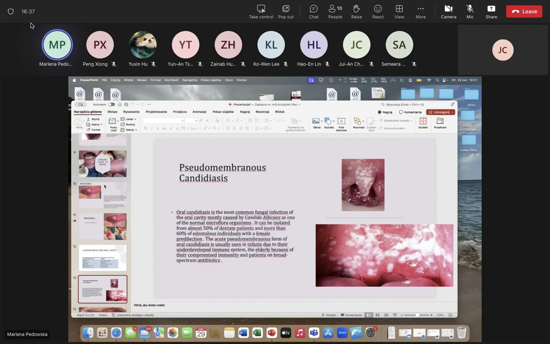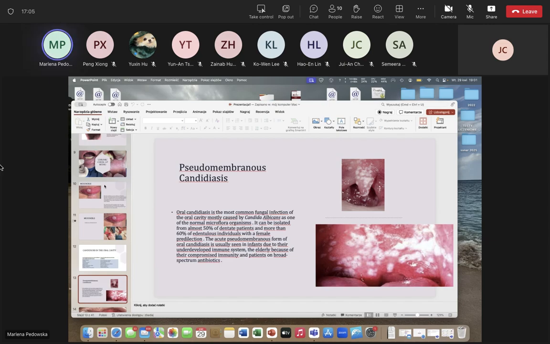Oral candidiasis is the most common fungal infection of the oral cavity, mostly caused by Candida albicans, one of the normal microflora organisms. It can be isolated from almost 50% of dentate patients and more than 60% of edentulous individuals, with a female predilection.